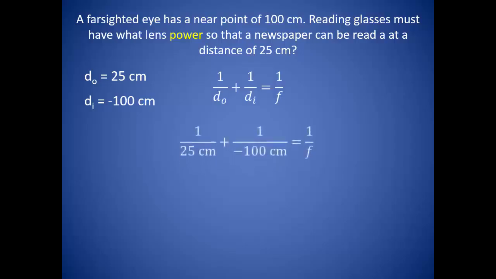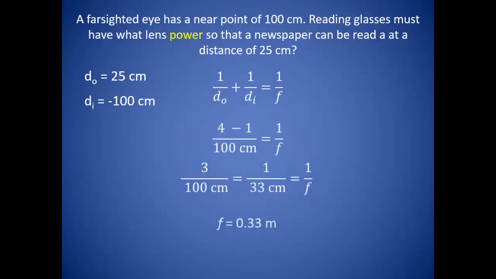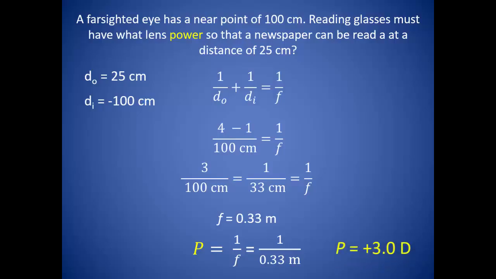So we take those values into our thin lens equation and deal with all the fractions, and we end up with 3 over 100 centimeters, which is the same as 1 over 33 centimeters. So our focal length is 33 centimeters, or 0.33 meters. Now remember that an optometrist prescription specifies the power given in diopters, which is the inverse of a meter. So if we take our focal length back into that inverse, this gives us the power of our lens at a positive 3 diopters. The positive value for our power indicates that the lens we need must be a converging lens.